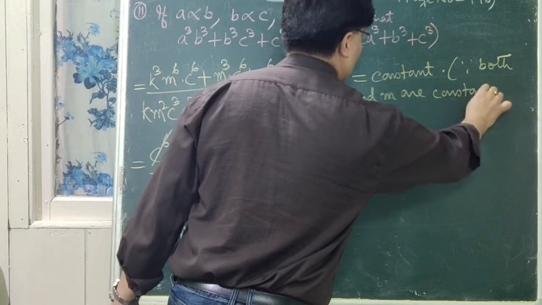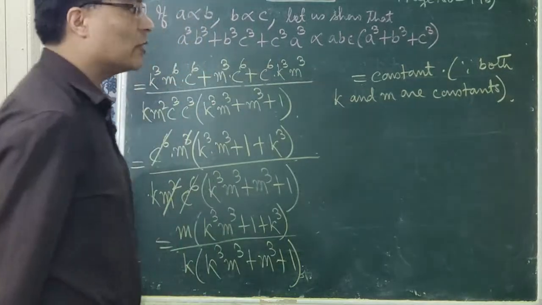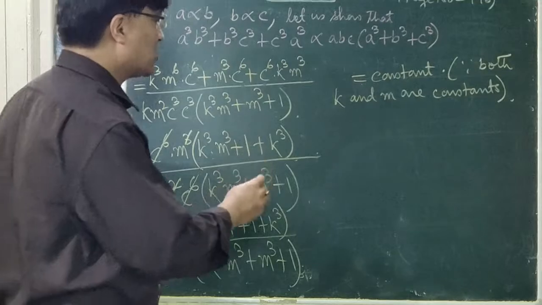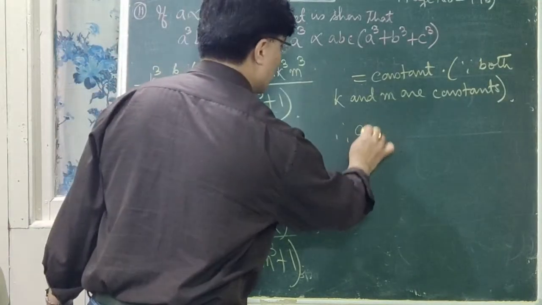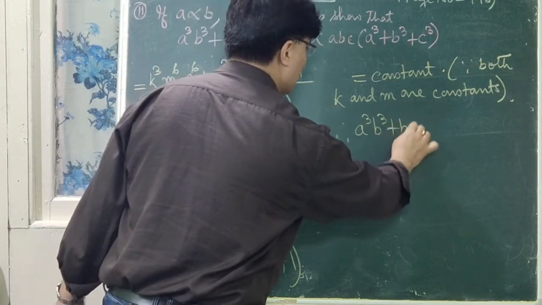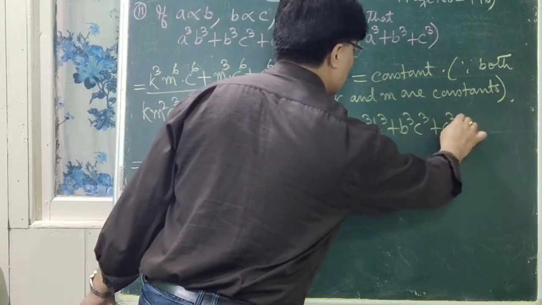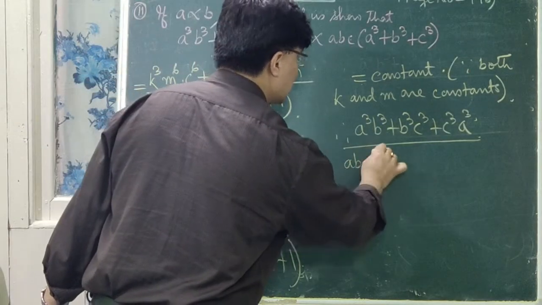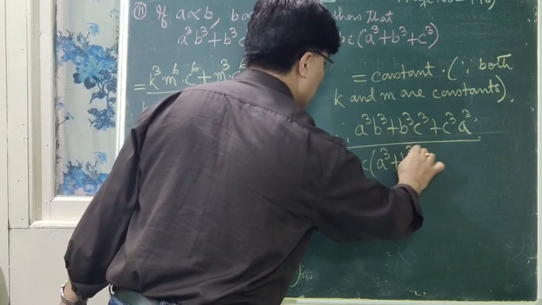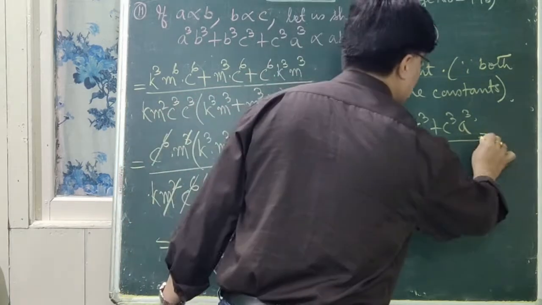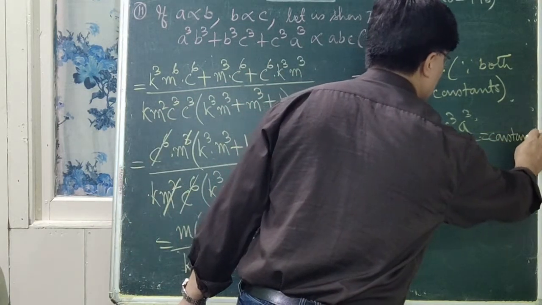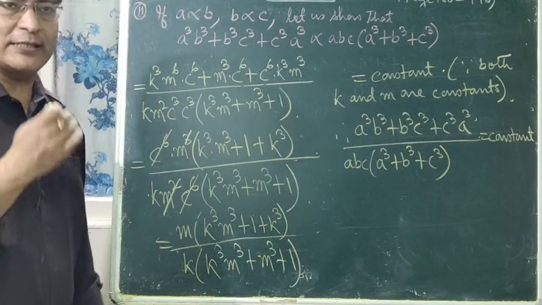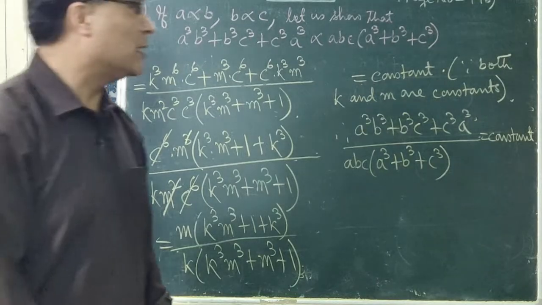Is that clear to all of you? So now this constant is the value for which expression? Which expression was that? That is left hand side. What was left hand side? A cube B cube plus B cube C cube plus C cube A cube divided by, in the denominator there was ABC into A cube plus B cube plus C cube, which is equal to, you have to write down here, constant. Okay, so this constant is the value of this expression, that is left hand side divided by right hand side. Now what will you do?